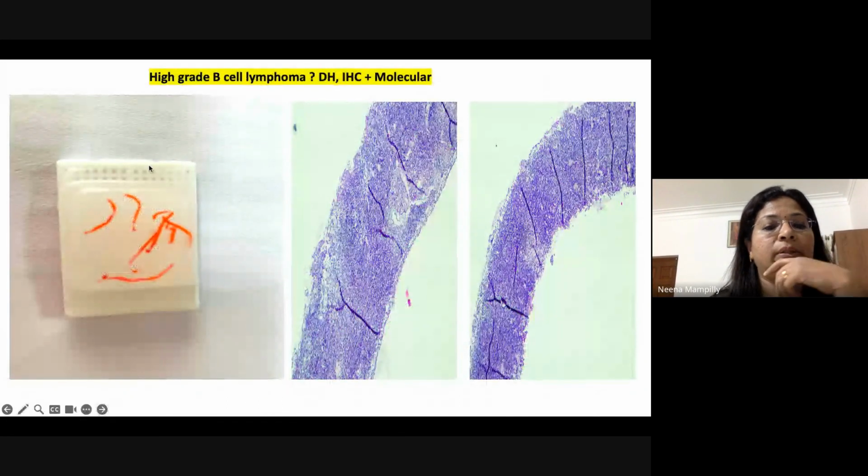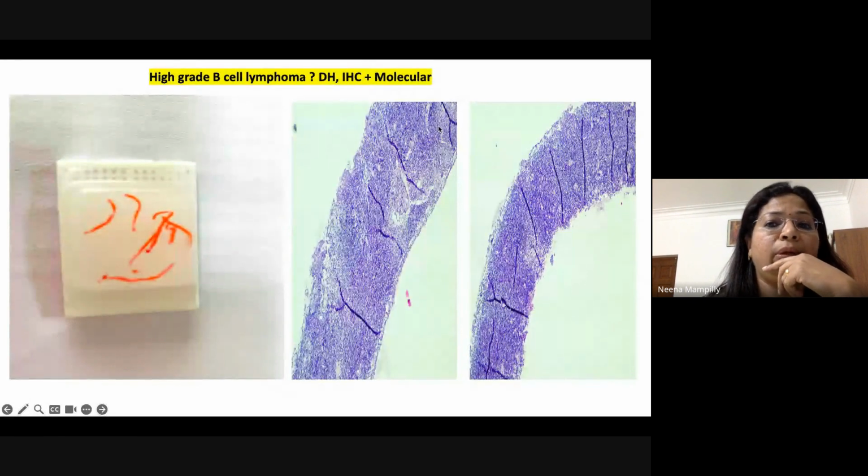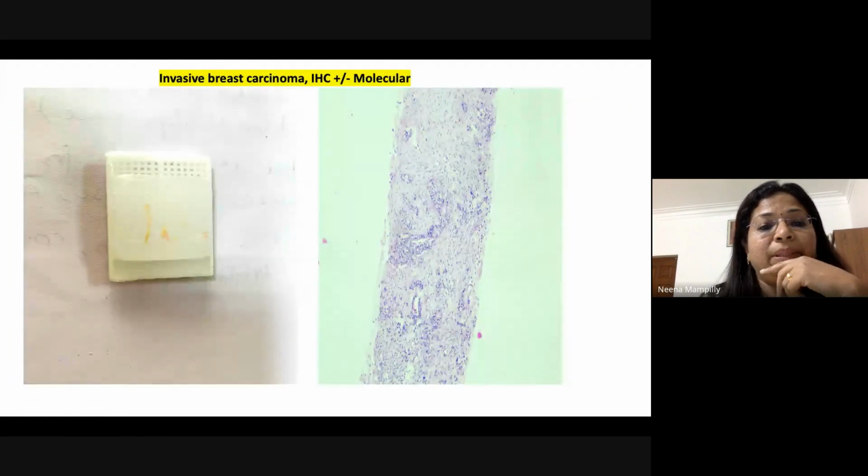Now look at this block. You can see there are so many cores of tissue stuffed into this single block. So we feel very sad because this could have been made into 3 or 4 blocks, and we could work very comfortably with one of them to do our panel of IHCs. It's a high grade B cell lymphoma. Naturally, it would require a whole panel of 10 IHCs minimum, and we may require molecular. So if one block could be preserved, it would have been so much easier for us. So please, we should understand that we should refrain from putting all these core needle biopsies into one block.